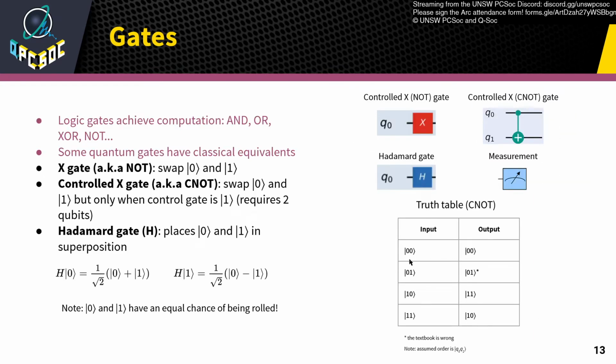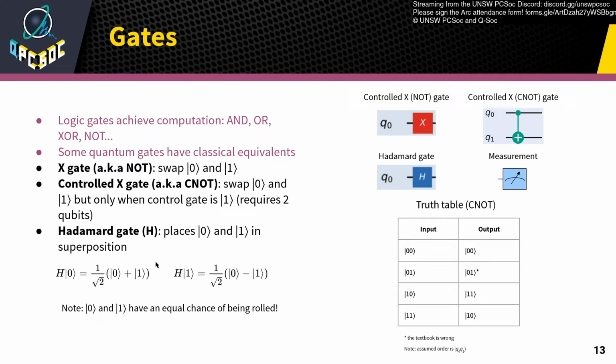So we can draw a truth table, mapping the inputs to the outputs. In these brackets, the assumed order is Q0 to Q1. When Q0 is 0, it doesn't do anything to Q1. When Q0 is 1, it swaps Q1: 0 becomes 1, and 1 becomes 0.